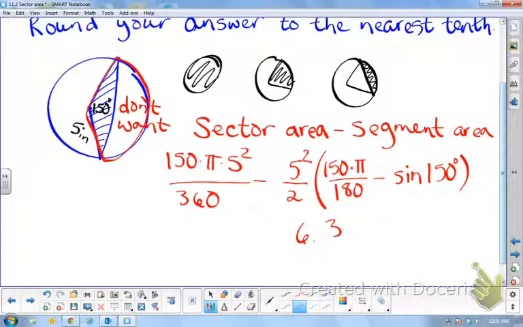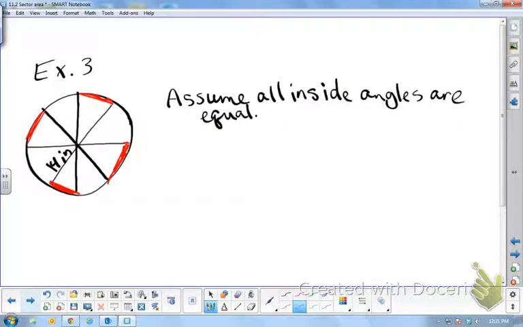So we just have one more example. Okay, our last example is this shape where it's been cut into 8 equal pieces. We're assuming all the angles inside are equal. They want the segment area. My picture is not great, but we're doing the segment area on the circle. And they want 4 different segment areas. So we have 2 problems. There's 4 different areas we'd have to calculate, and they didn't give us any angles.